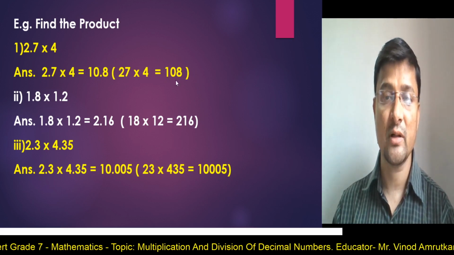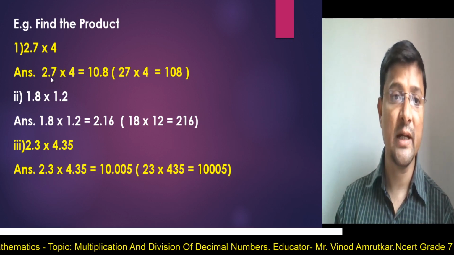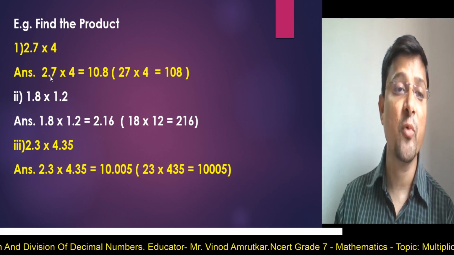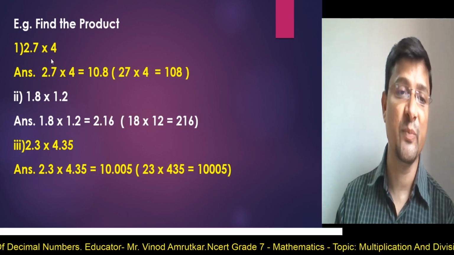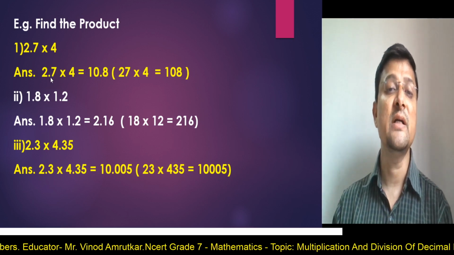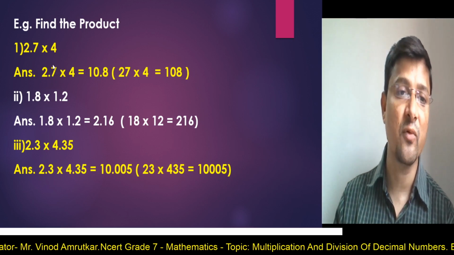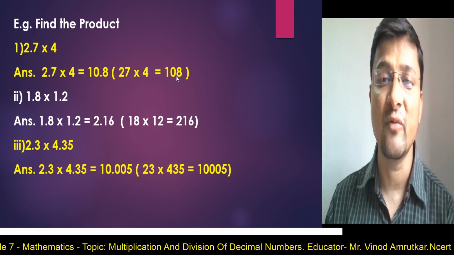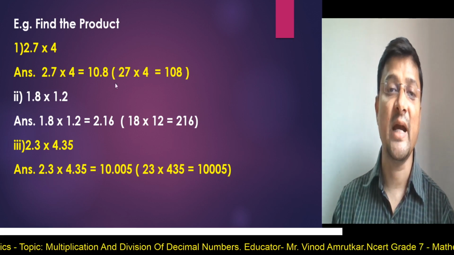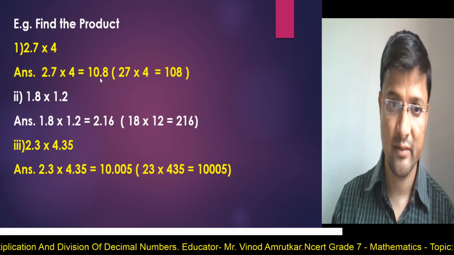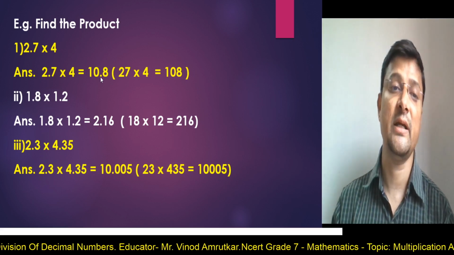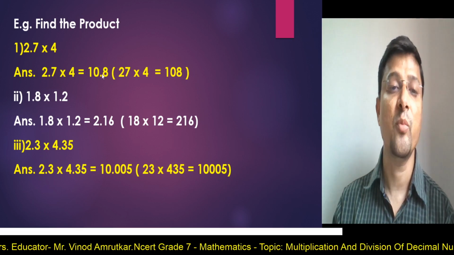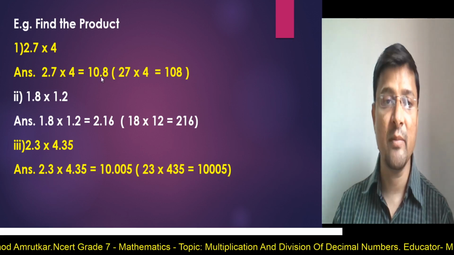Now in this product we put the decimal point. For that we again come to the 2.7. In the decimal 2.7 the decimal point occurs just one digit before, that means before 7. So in the answer we also put the decimal point just one digit before, that means before 8, and before 8 means what? 10.8. Okay, so the product of 2.7 and 4 is 10.8.